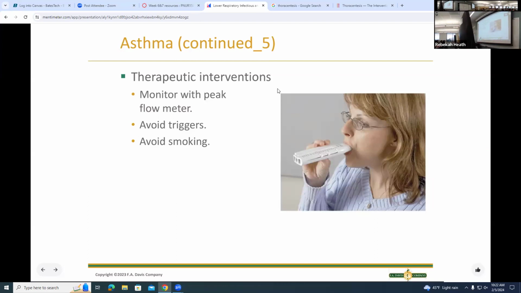So if Davis asks you, we want our asthmatic patients to use a peak flow meter. In the real world, you're never going to see these for adults.